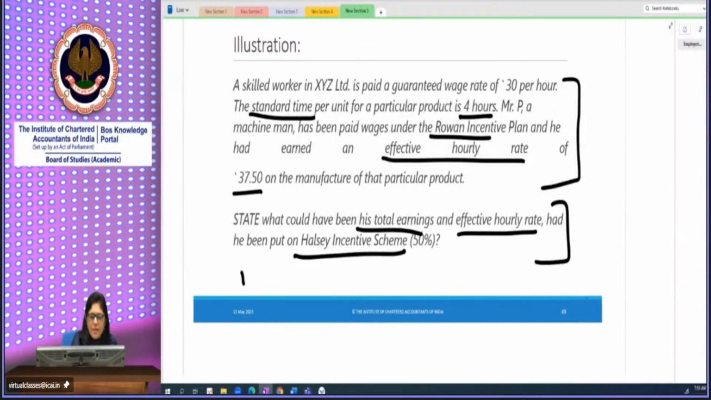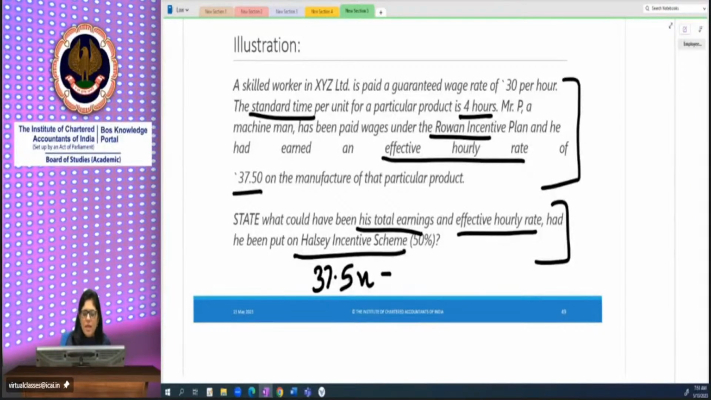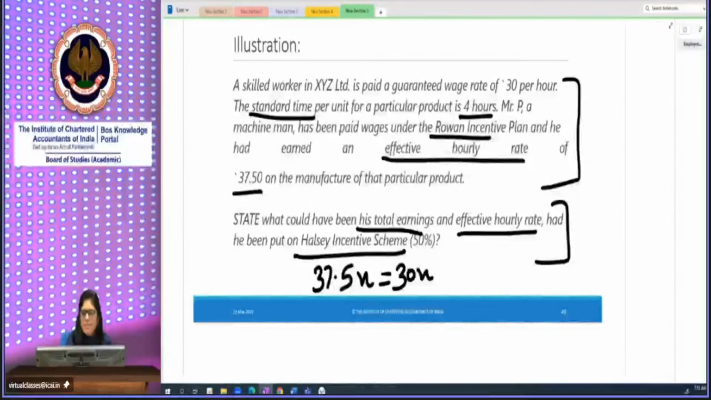Let us say time taken is X. So the wages are 30x. Clear? But there's an effective hourly rate also, so let me properly make this equation. 37.5 is the effective hourly rate, into X, the time taken, is equal to 30x. Time taken we don't know, and 30 is the rate per hour, plus. So this 30x is the normal wage for time taken.